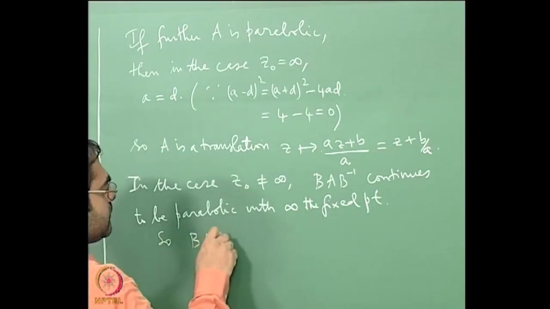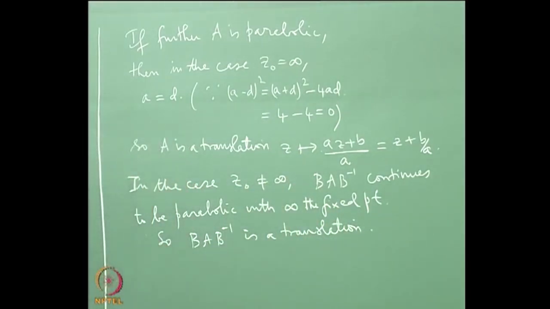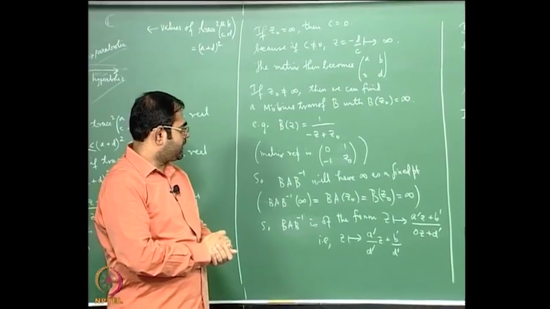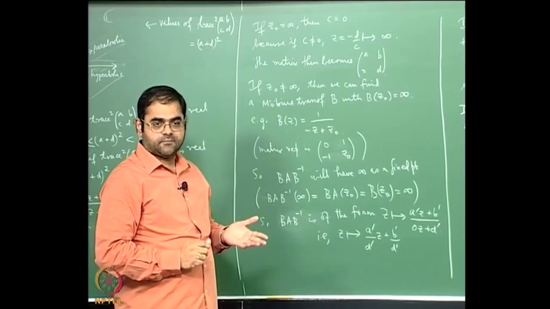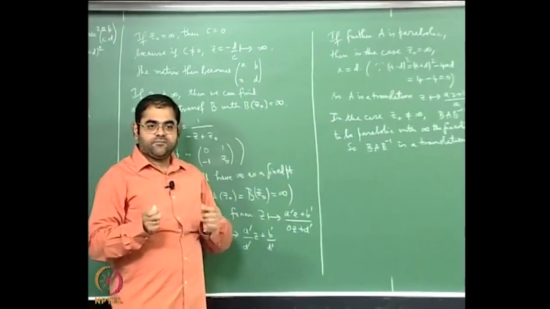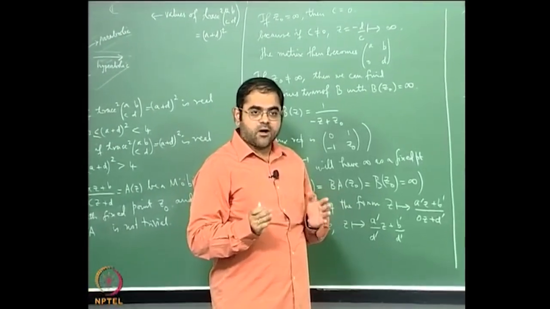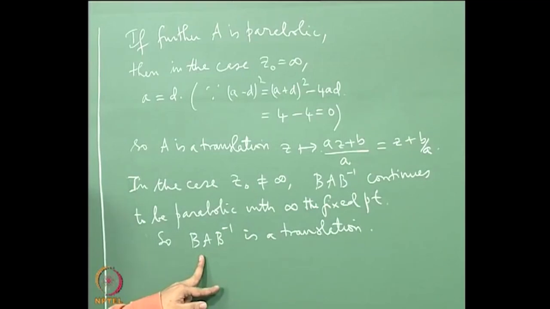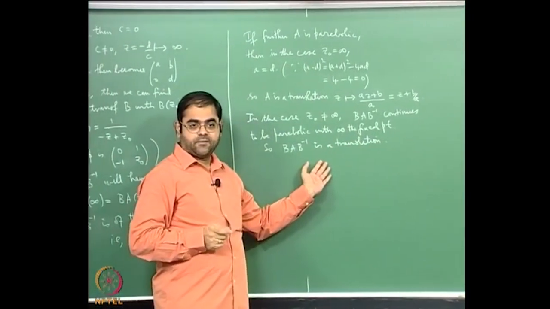So B A B inverse is a translation. This gives you another proof of the statement that I was giving you in the last lecture, that for a transformation to be parabolic, it should be conjugate to a translation. The last time I was looking at a different proof because I wanted to show you that if you try to solve for B so that B A B inverse is a translation, say even translation by 1, it forces the condition that the trace squared should be 4. So this is another direct way of seeing that.